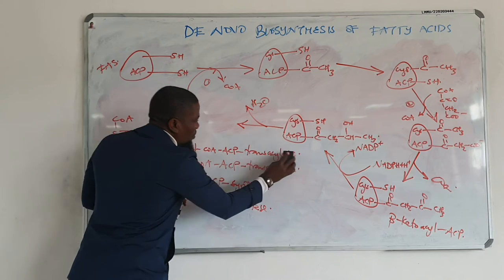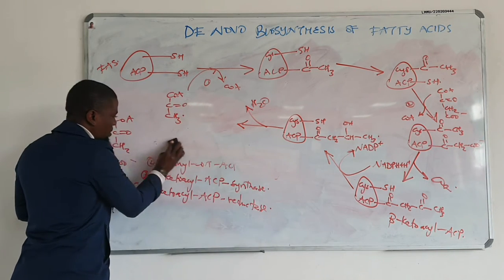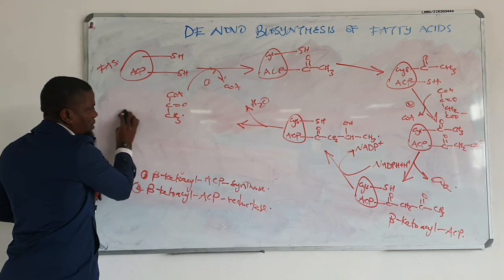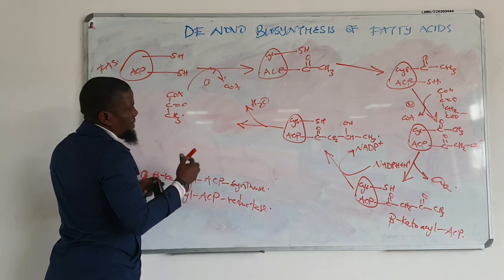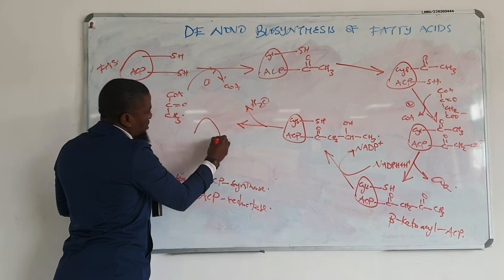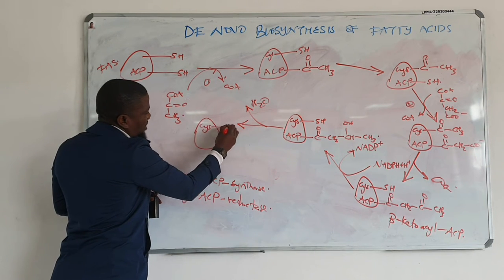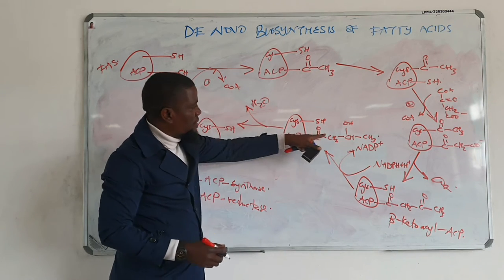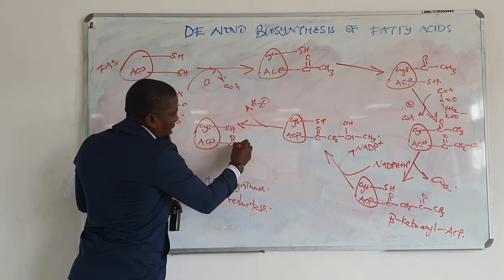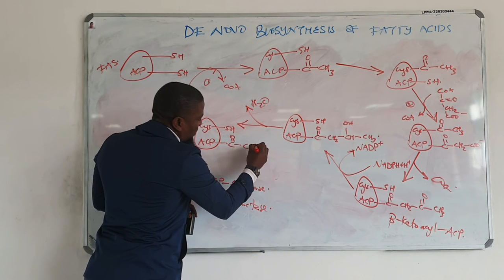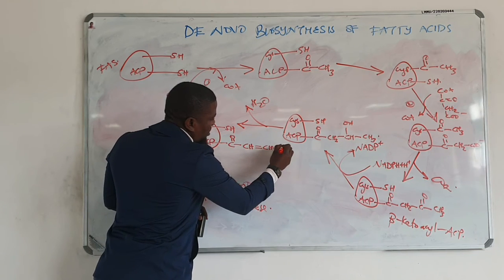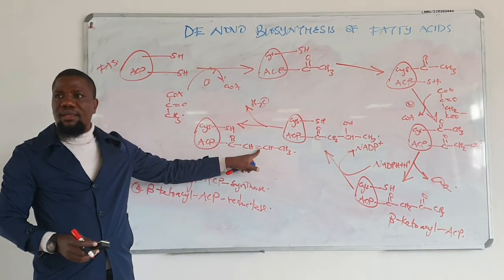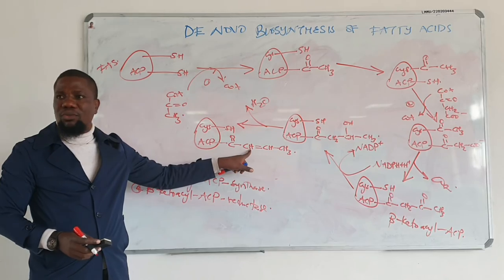okay, allow me to move this down here. And then you see that the end product will have that SH, ACP, and then it will have a double bond there. Where is the double bond? Carbon number 1, carbon number 2.